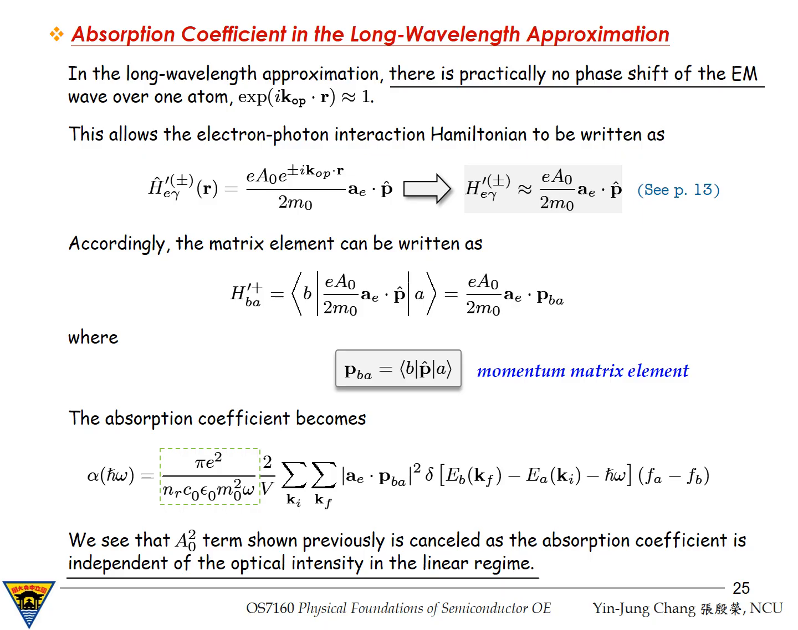Also, the appearance of the inner product of the unit polarization vector and the momentum matrix element is very important physically. It means that absorption depends on the polarization of the optical field. Only the component of the momentum matrix element along the electric field polarization contributes.